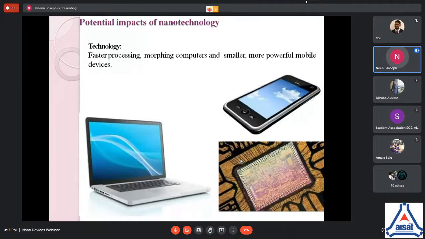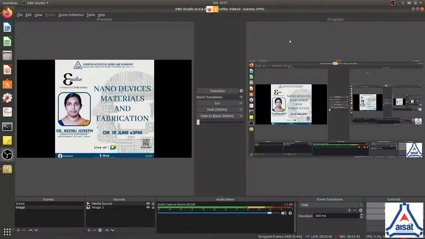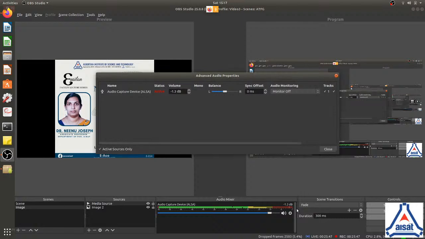And coming to technology, as we all know, laptops, mobile phones, and computer chips are now made using nanotech processing, giving smaller computers and smaller, more powerful mobile devices. And coming to the environment, cleaner energy, better energy storage and treatment of water. In all these examples we use nanotechnology.